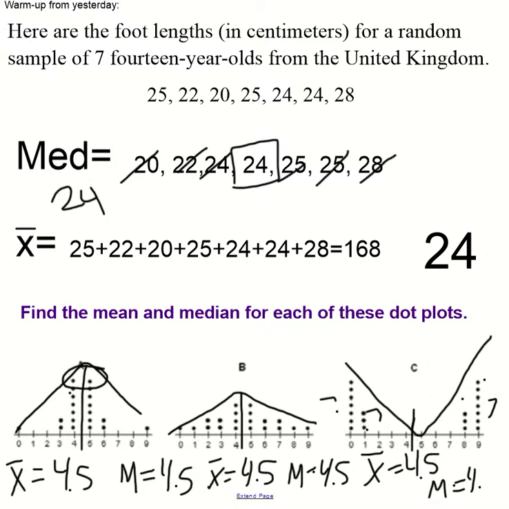So notice, just being able to look at these drawings, we didn't have to do any calculations. And these are very, very different data sets, but they still have the same mean and the same median, which is quite rare. This lets you see that it is possible for completely different graphs to have the same mean and the same median, even if they have completely different distributions.